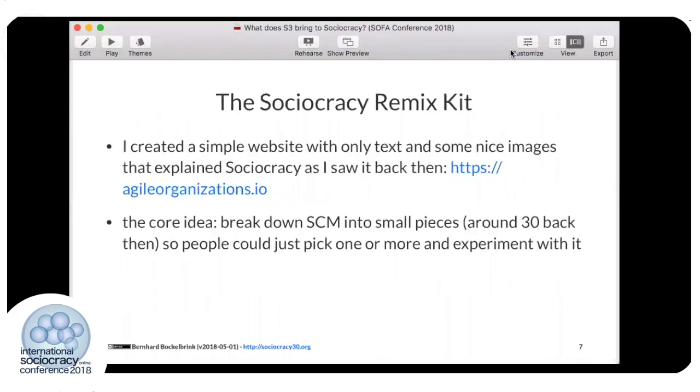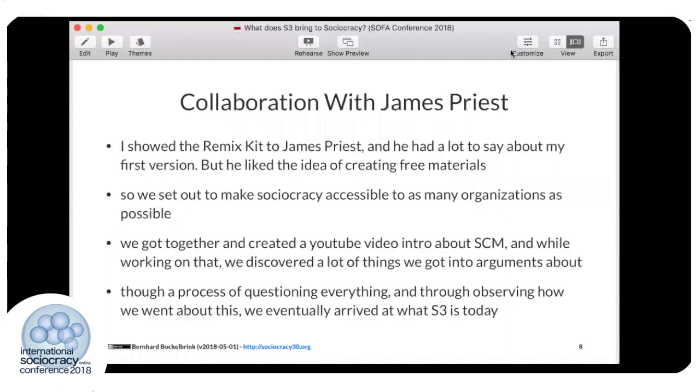And I created a simple website with only text and a few images. And I explained SCM, as I saw it back then, as a collection of patterns. So just break it down into small pieces. I found back then around 30 pieces that I described. So people could just use one of the pieces and not have to implement the whole method. And I showed this to James Priest, and he had a lot to say about that. But he somehow liked the idea of getting together and creating free materials for sociocracy. So this is what we did.